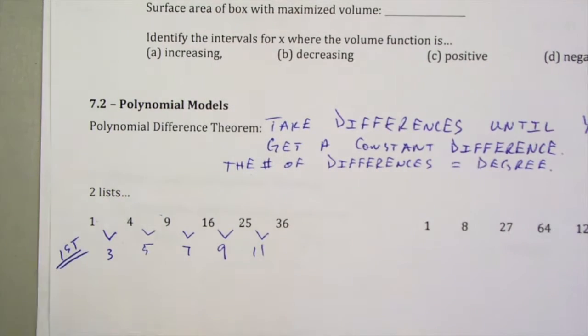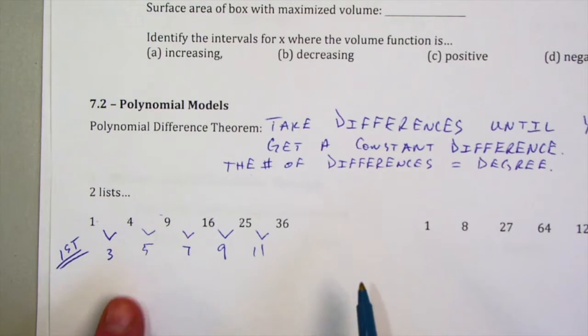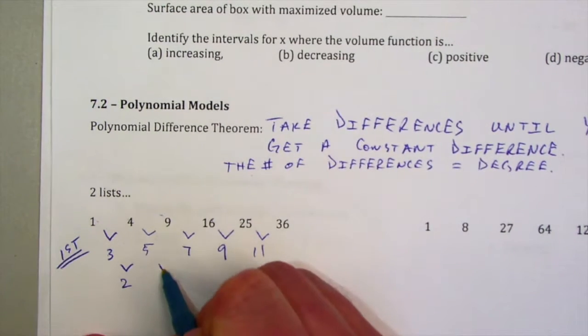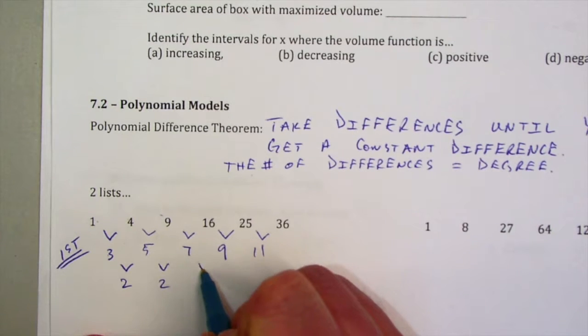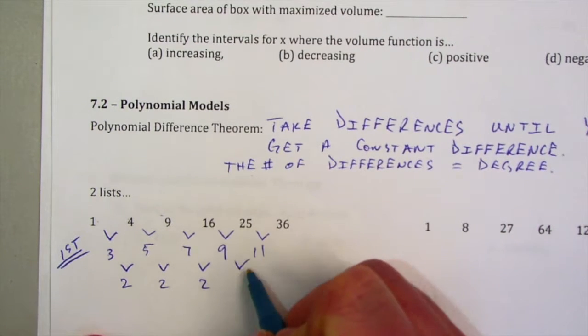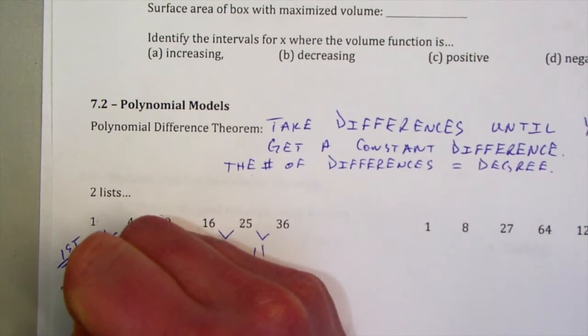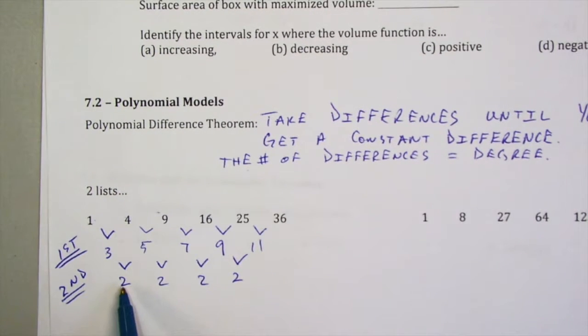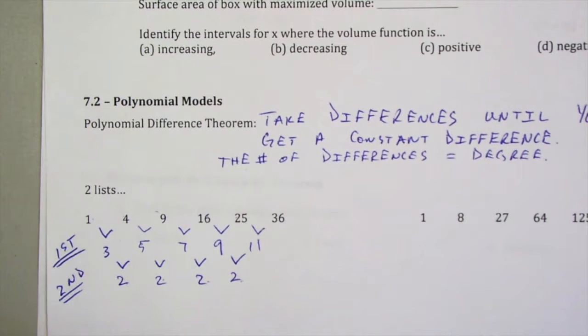So a second difference is the difference of differences. In other words, I take these numbers here and I go 5 minus 3, that's a 2. Take these, go 7 minus 5, that's a 2. Subtract those, that's a 2. Subtract those, that's a 2. This would be called my second difference. And I have what's called a constant difference. You have the exact same number over and over and over again. That means we have a constant difference.